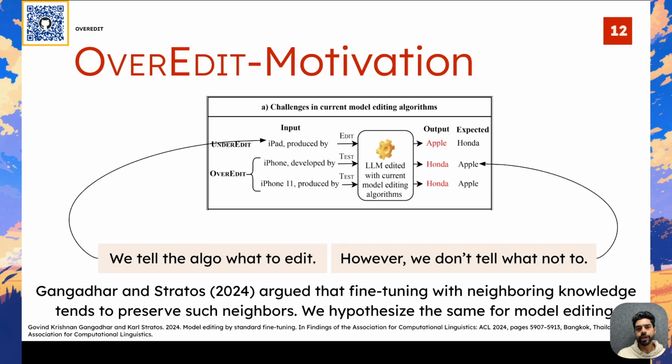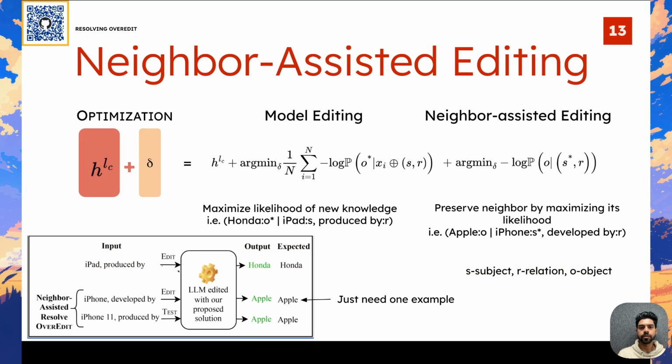In the case of OverEdit, the algorithm has been told what to edit but never what shouldn't be. Prior work has shown that fine-tuning with such examples prevents unintended knowledge updates, and we hypothesize the same for model editing. Therefore, we propose neighbor-assisted model editing, where along with maximizing the likelihood of new knowledge, we also maximize the likelihood of the neighboring knowledge. And the good thing is, we just need one such neighboring example.